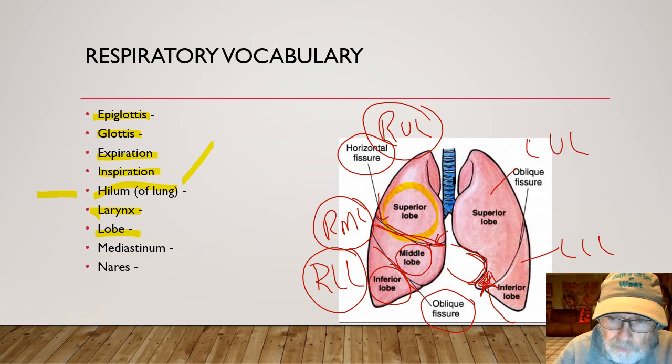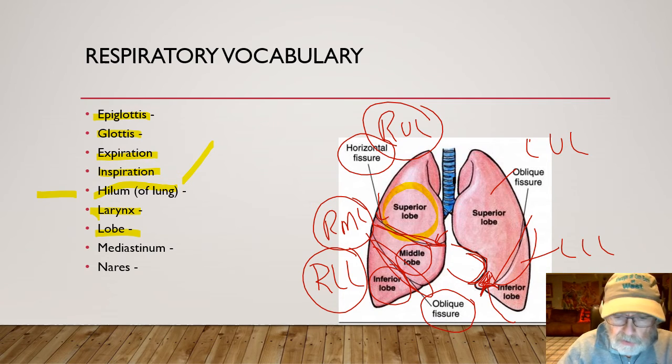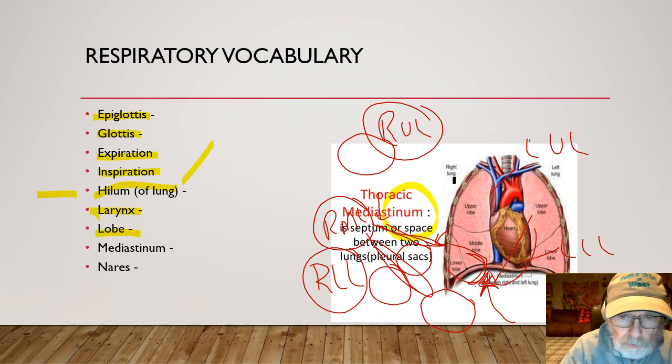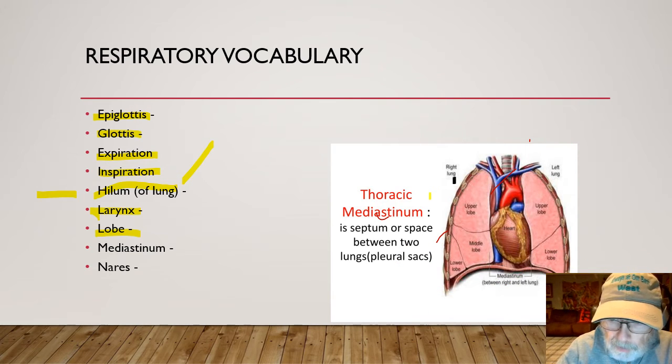And here's another fissure. Here's an oblique fissure down here. But they're just the division areas between the upper lobe, middle lobe, and lower lobe on the right, and the upper lobe and the lower lobe on the left. So that's the lobes of the lung. Mediastinum. Now, this is a word that we've had multiple times. If you can't remember this word, you're a little bit behind the learning curve.